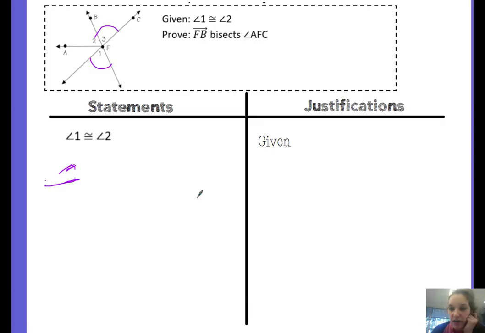Oh my gosh, my touchscreen hates me. This seems to be a common theme in all of my videos, how my touchscreen is annoying.